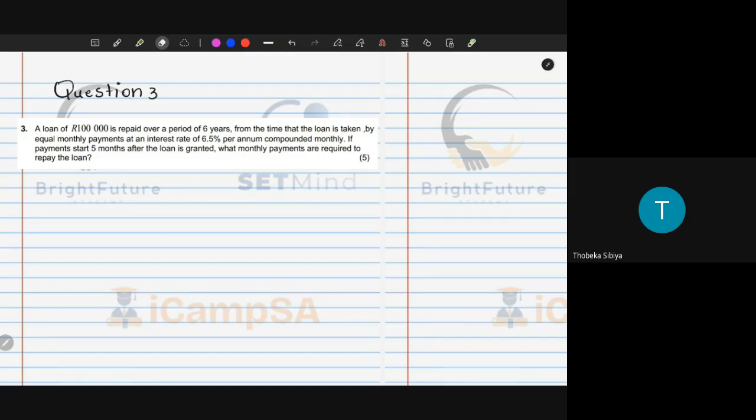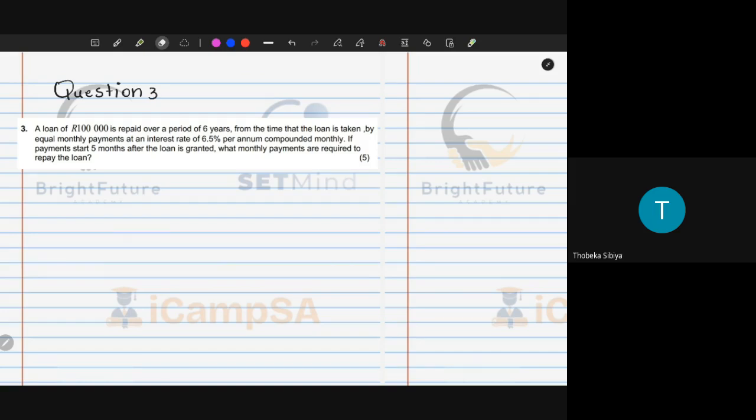A loan of 100,000 is paid over a period of 6 years from the time that the loan is taken by equal monthly payments at an interest rate of 6.5% per annum compounded monthly. If payment starts 5 months after the loan is granted, what monthly payments are required to repay the loan?